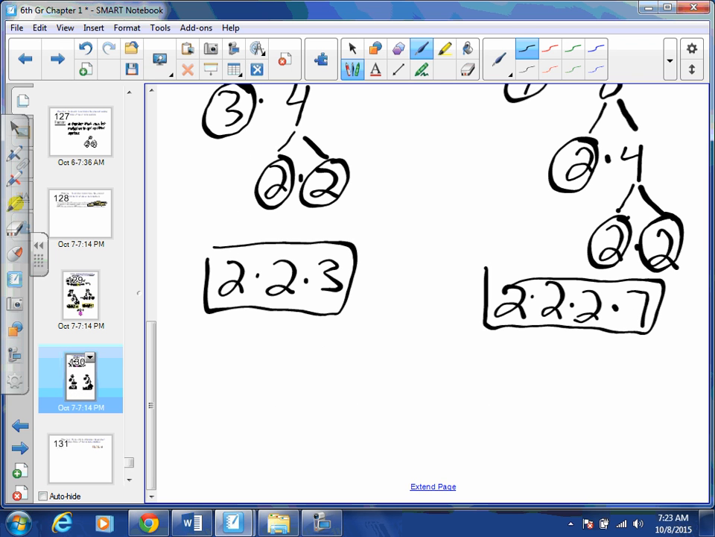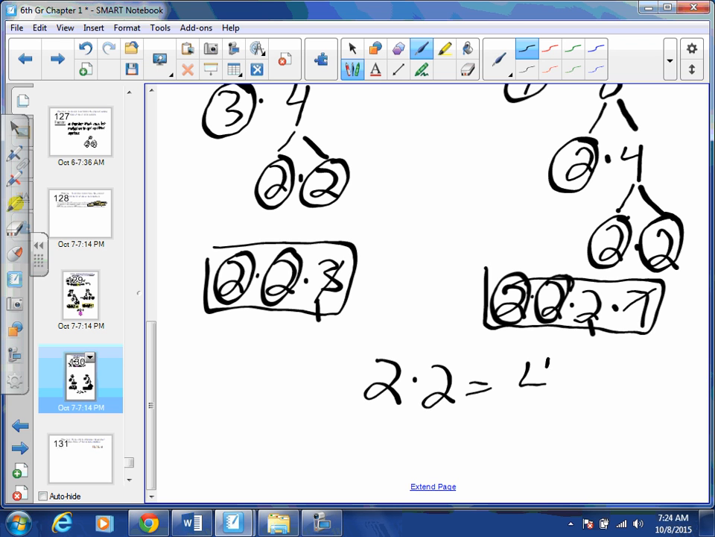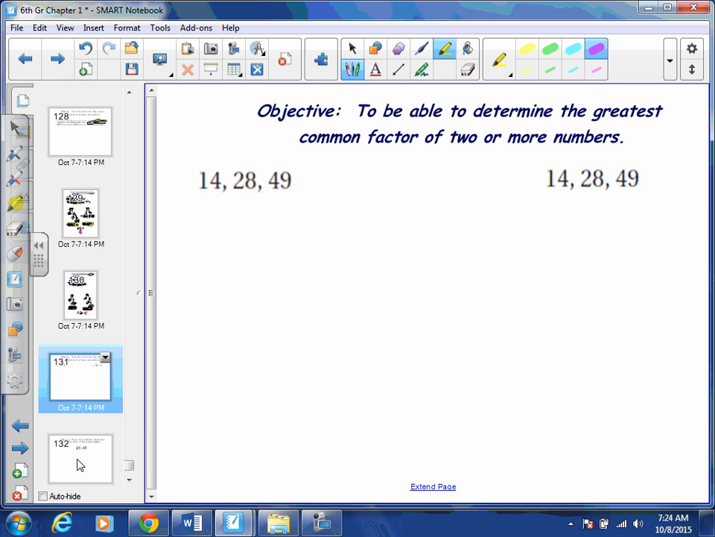Okay, so now what do these prime factorizations have in common? They both have a 2. They both have a second 2. Here's another 2 over here, but this one does not have another 2. There's only a 3 in one of them, there's only a 7 in one of them, so I'm left with 2 times 2, which, there it is. Ladies and gentlemen, same answer we got above. 4.